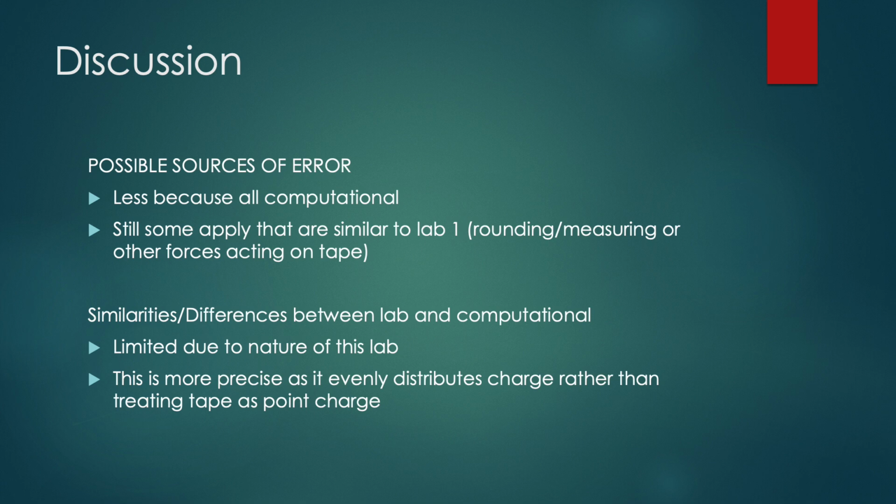And to talk about some possible sources of error, there are probably fewer because it is all computational in this lab. However, some error still applies from lab 1, such as the rounding or measuring in the experiment in lab 1, or other forces acting on the tape. And then there aren't many similarities or differences between lab and computational for this lab, as it is all computational. However, this is definitely more precise, as it evenly distributes charge rather than treating the tape as a point charge.